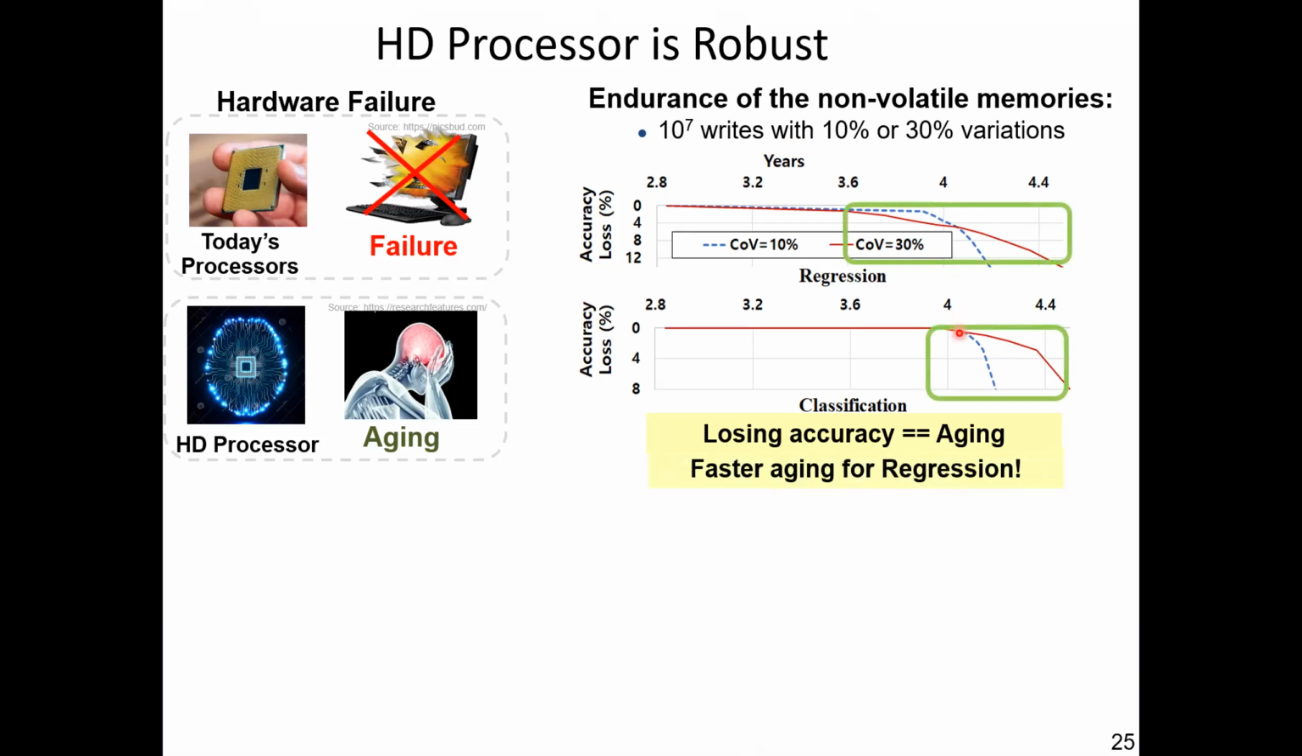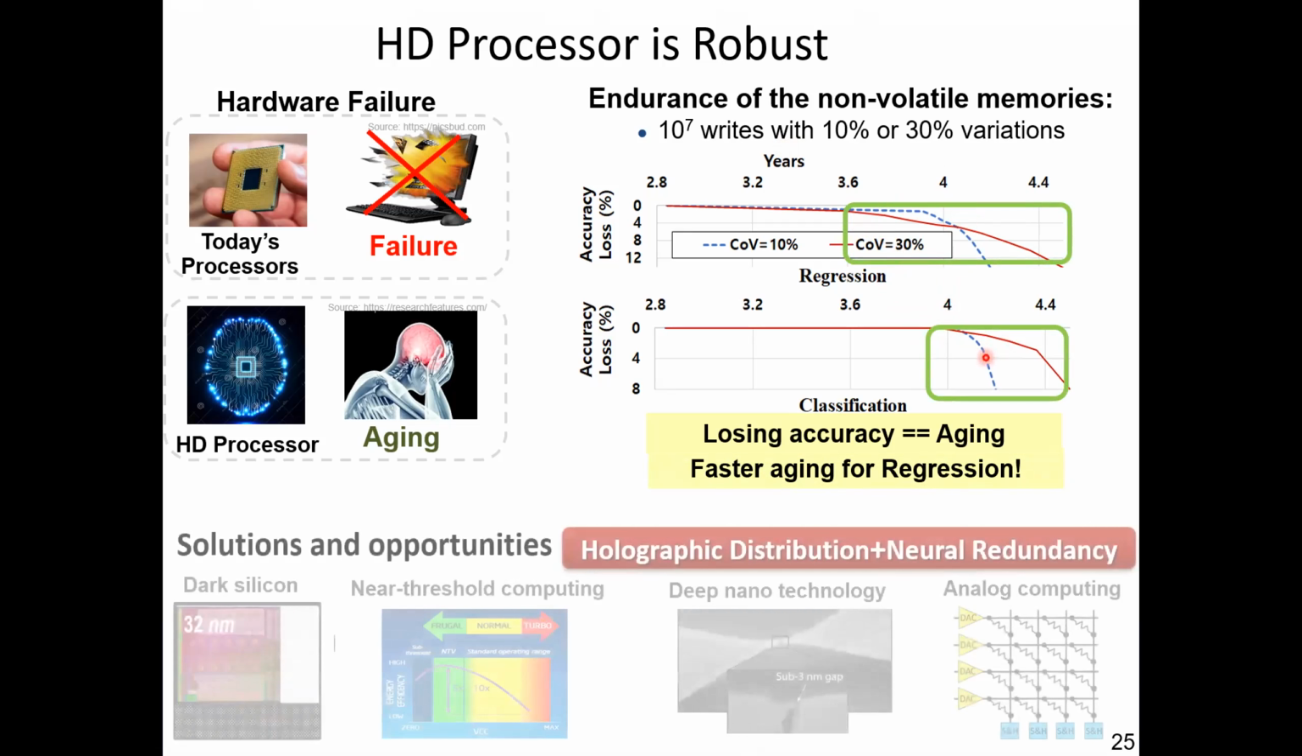But the interesting part is that we start losing accuracy much faster for regression than classification. What does it mean? It means that if I become old and you ask me what the temperature in a house is, it is a regression task. I may have some difficulty telling you the exact temperature. But if you ask me if it's cold or warm, it's a classification, and I can answer you. That's exactly what we are observing here too. For the same task, we may lose more accuracy for regression than classification.